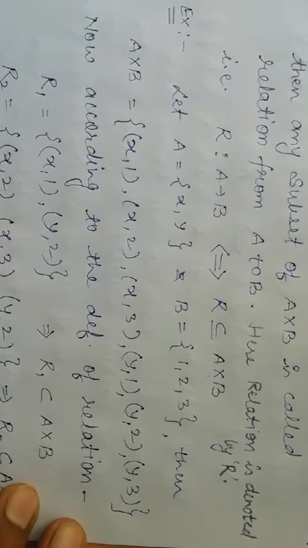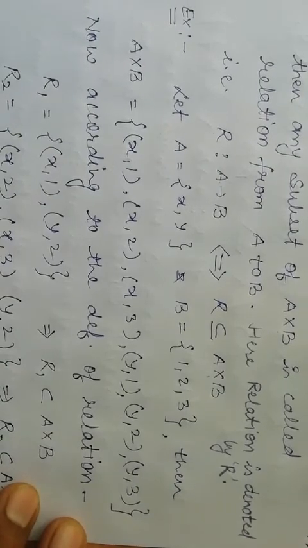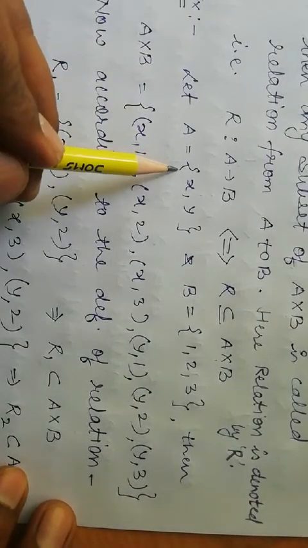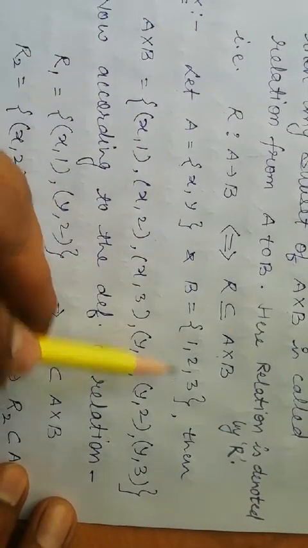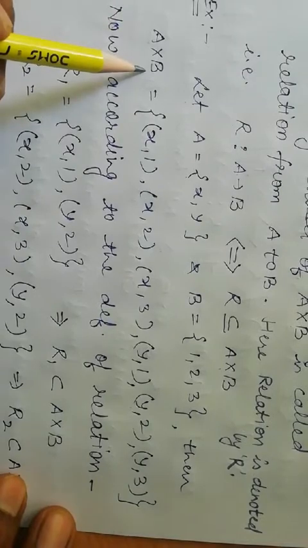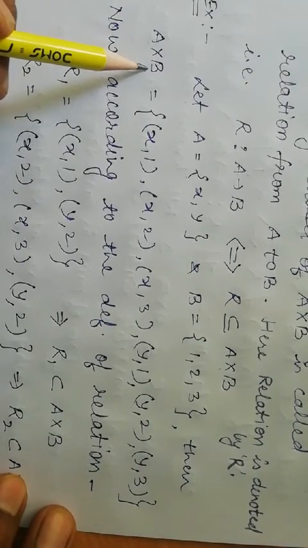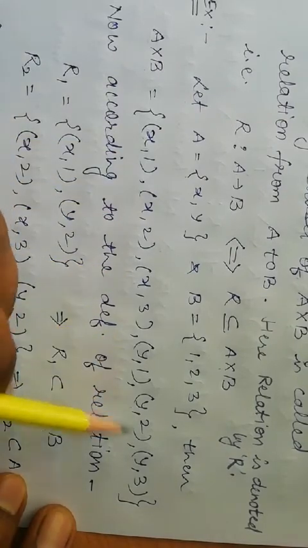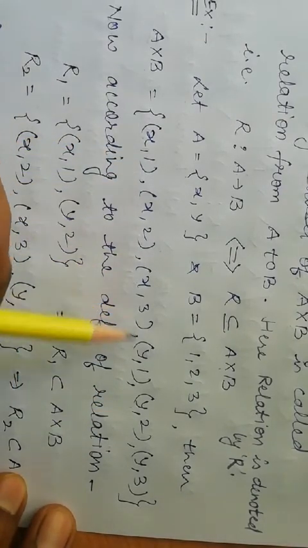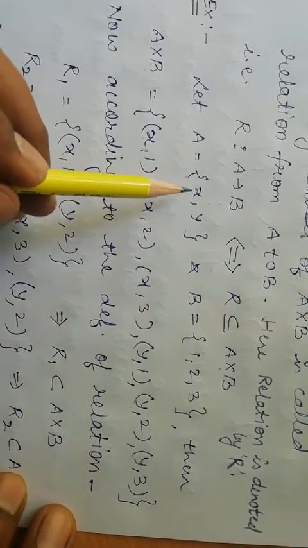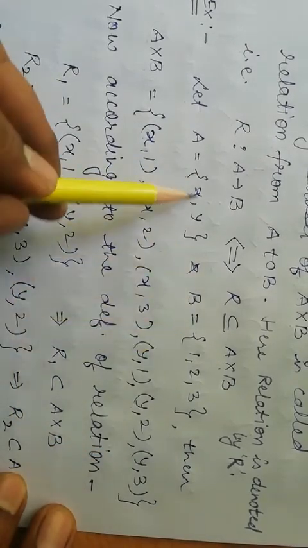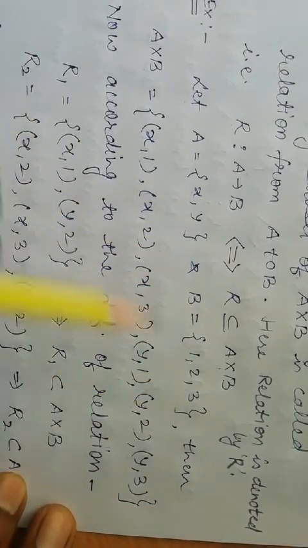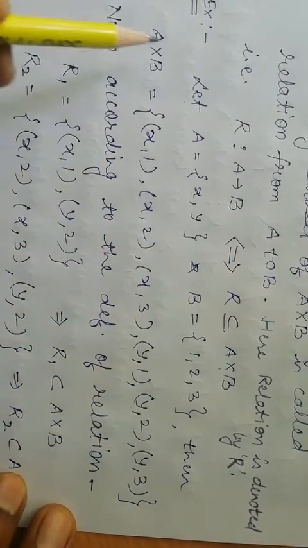Now I am going to take one example to make you understand more easily. Let A have these two elements and B have these three elements. Then if we perform A cross B, the Cartesian product from A to B, the first elements always belong to set A and the second elements always belong to set B. So we get x comma 1, x comma 2, x comma 3, y comma 1, y comma 2, y comma 3. These are all the ordered pairs in A cross B.